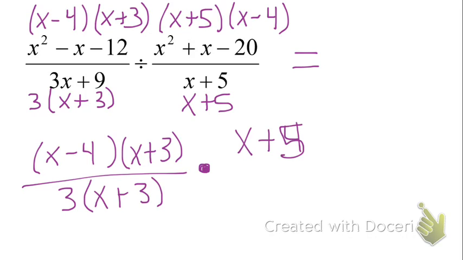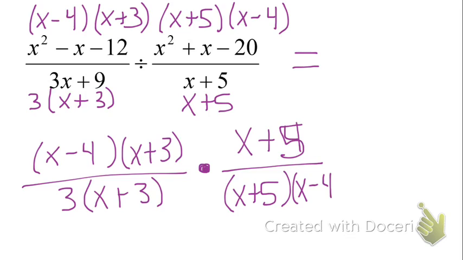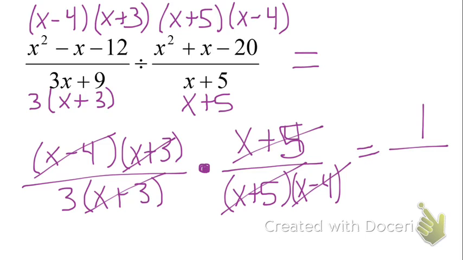Oh, sorry, that's a 5. And then we can cancel. So x plus 5 cancels, x minus 4, and x plus 3. On the top we have a 1, and on the bottom we have a 3. So 1/3 is your answer there.